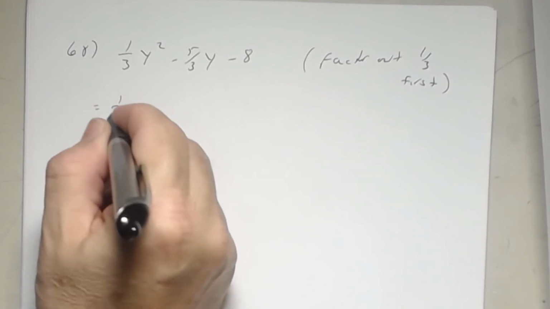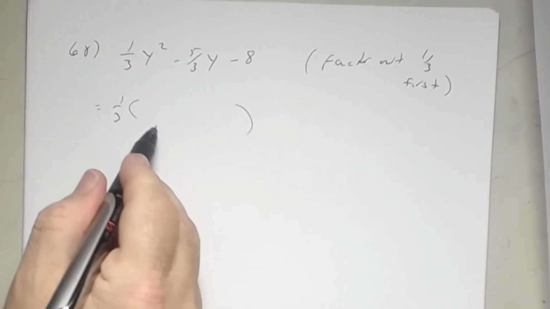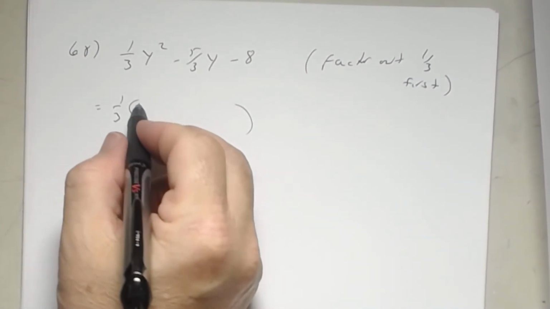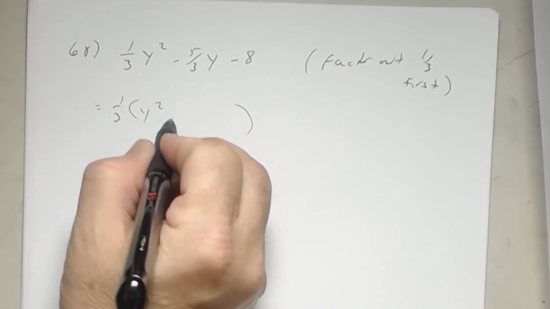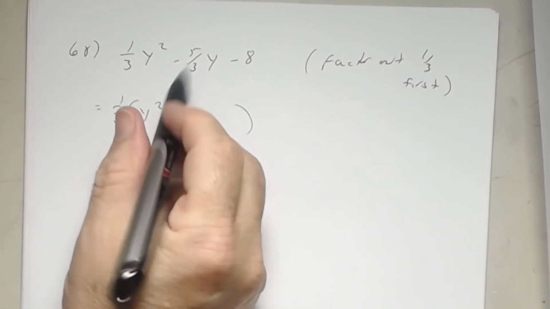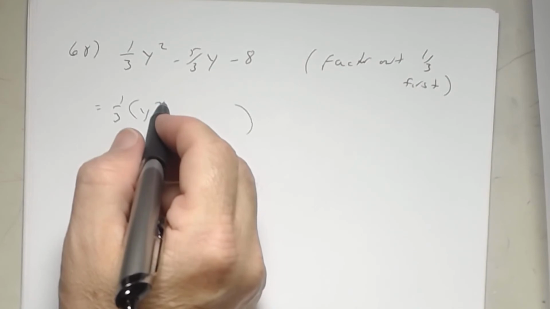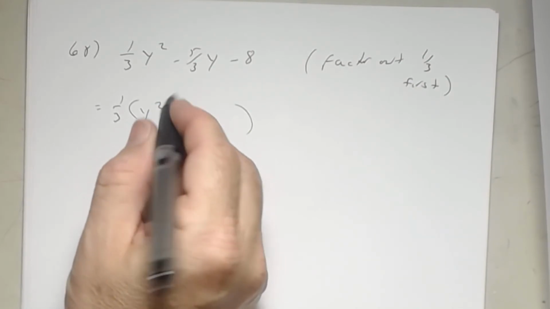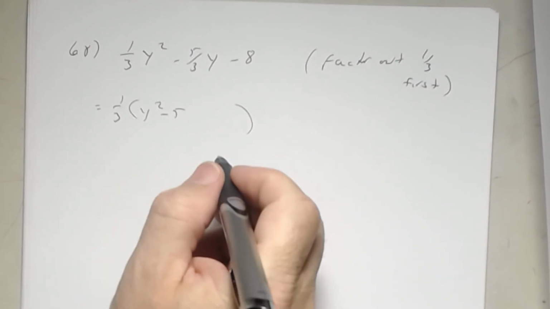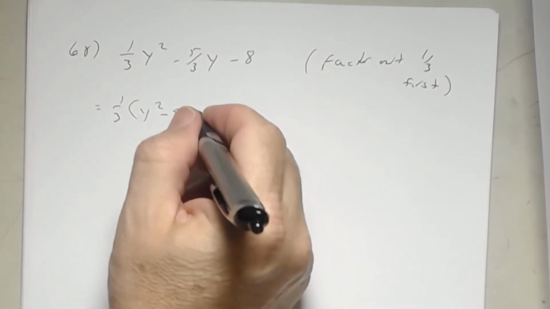So you say 1/3 times what? 1/3 times what's 1/3 y squared? That one's easy. This is y squared. Y'all agree? 1/3 times what's a negative 5/3? Negative 5. Negative 5 y.